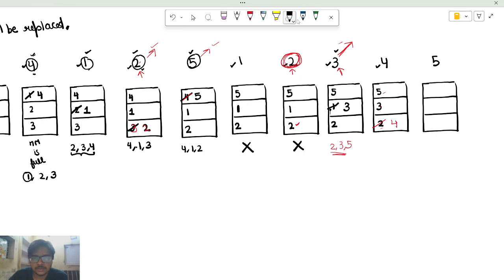Okay, so now what is the scenario? 5, 3, 4. Now CPU requested page number 5 and 5 is already present. So no page fault. So now here, let's see.